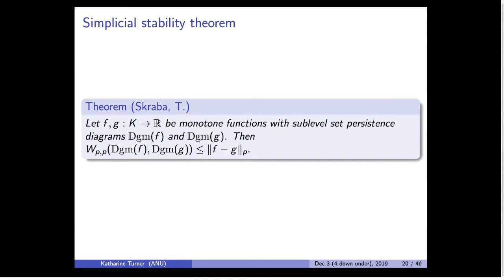So your point about the changing of the order, I mean, this is a relevant thing. But the key thing is that it doesn't cause us problems. So this sort of local thing does extend to a more global thing. So if you have two different functions, then you take your sublevel set persistent homology, then the Wasserstein distance between the diagrams is still bounded by the function norm over the simplicial complex. So I can give a little mini proof.